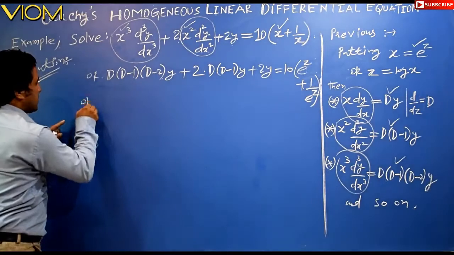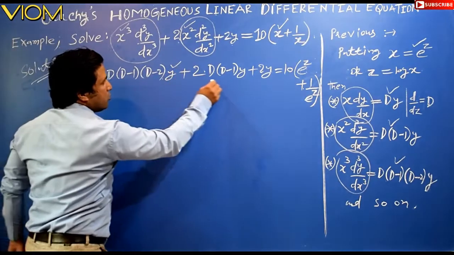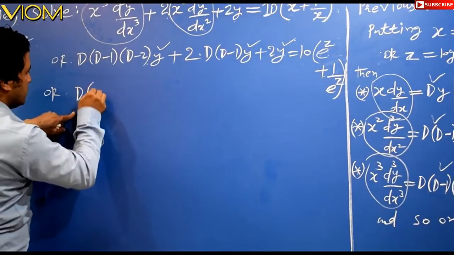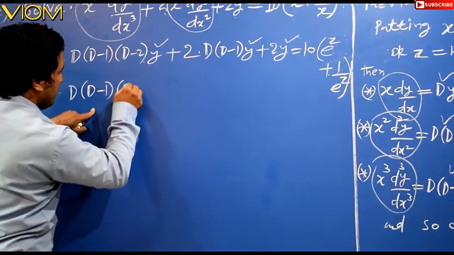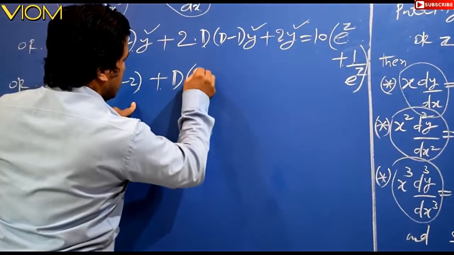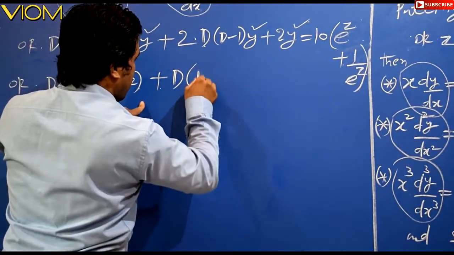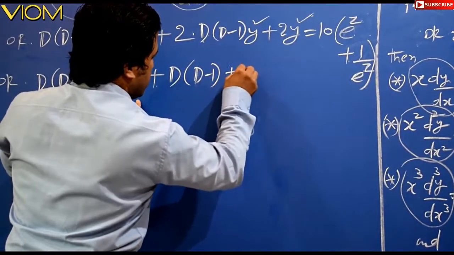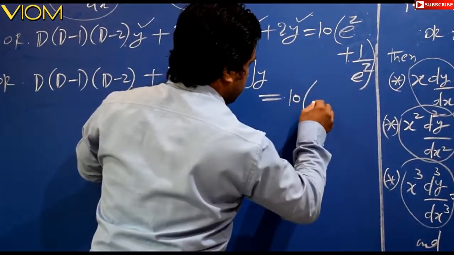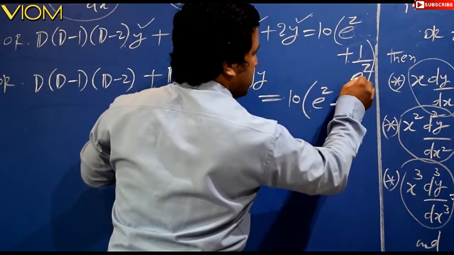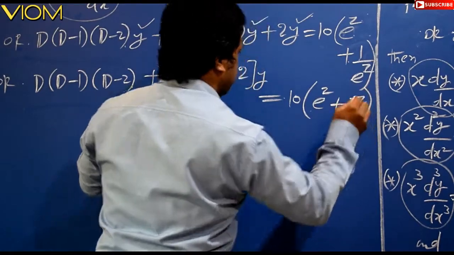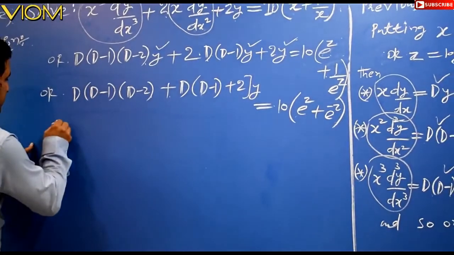So I will repeat this idea. We will take y common throughout. This will come to be equal to D into (D minus 1) into (D minus 2) plus D into (D minus 1) plus 2, times y, equal to 10 times e raised to the power z plus, I will take this quantity e raised to the power z into the numerator, it becomes e raised to the power minus z. We will simplify this concept.